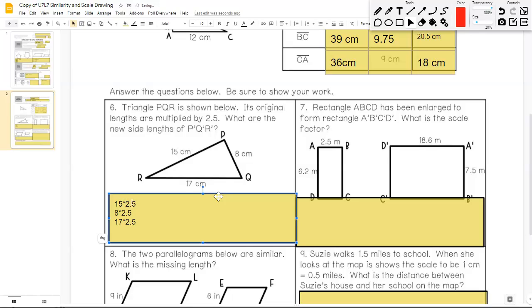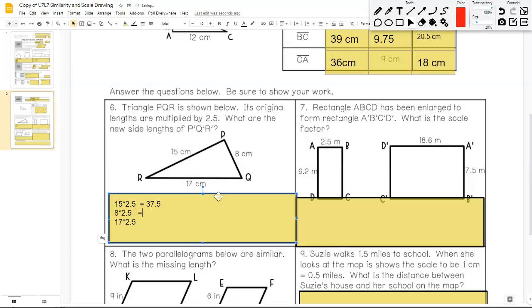So let's go ahead and figure out what each one of these are. So this one is 37.5. Note that I can do this kind of sneakily because I can do 15 times 2 and then add another half. So 15 times 2 is 30, and then half of 15 is 7.5, so I get 37.5.